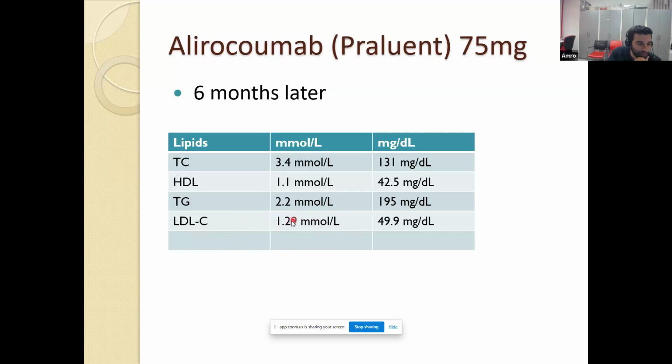So hopefully, this man who is asymptomatic, who has an area of calcification in his left anterior descending, we can now treat him to target with a newer drug and prevent him from developing symptomatic coronary artery disease or developing a plaque rupture. So hopefully we've done a good thing by this man.